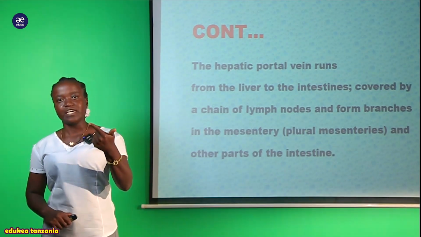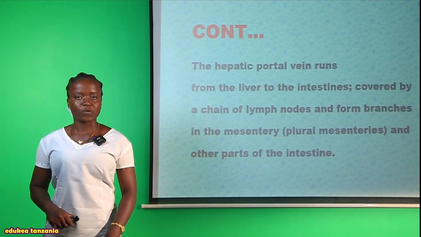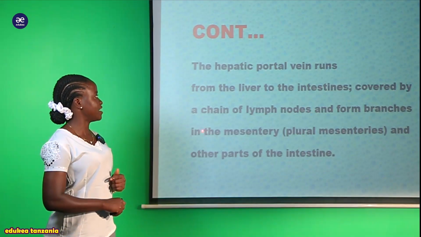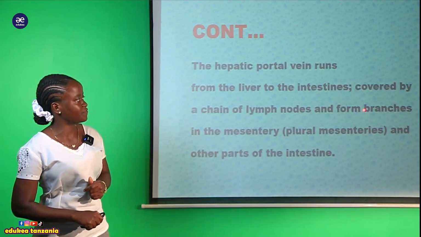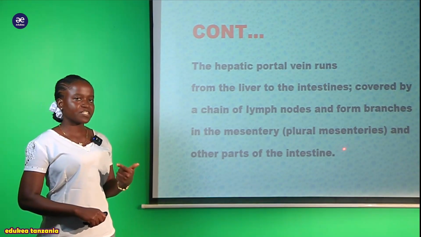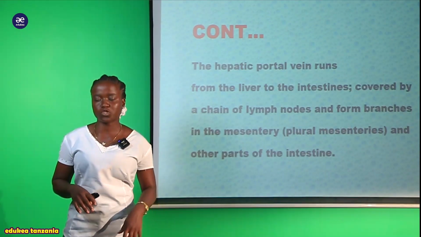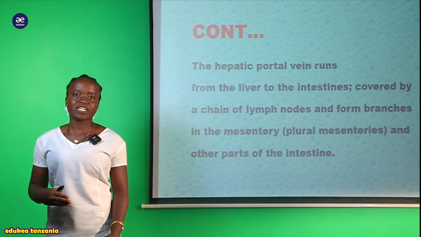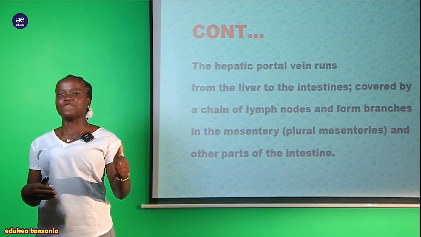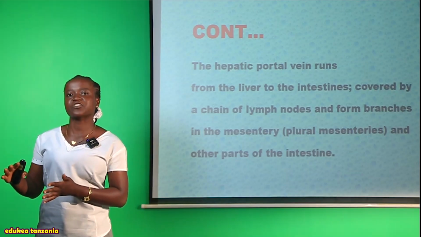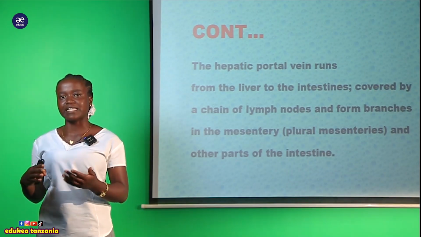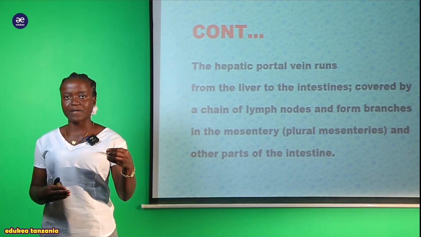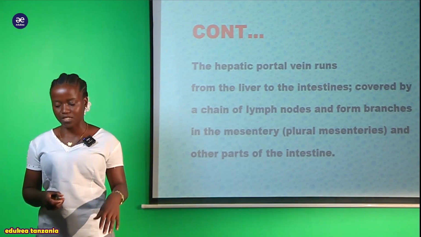This hepatic portal vein runs from the liver. Its main function here is to cover the chain of lymph nodes and form the branches in the mesentery. That is the mesentery. We are going to discuss further the function of the mesentery, which is found within this organism. Remember, this mesentery we have seen in the class amphibia, so it will perform the same function as it does within the amphibian. So this mesentery is very crucial for the digestion function to occur within this organism.